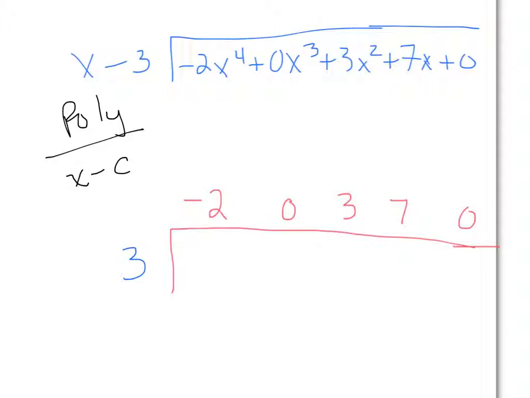So, we have the 3 outside. Now, take the first value and bring it down. Okay, so draw yourself a little arrow, only this time you don't have to do this every time. Bring the first value down. Then, multiply C times whatever is inside. It's similar to long division.